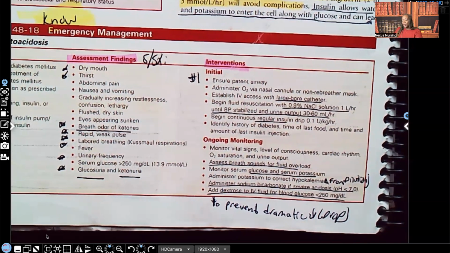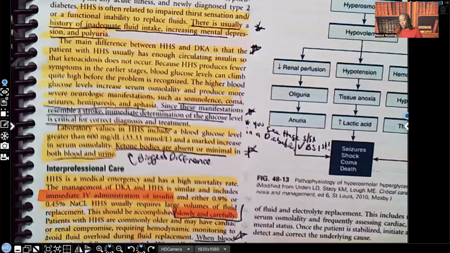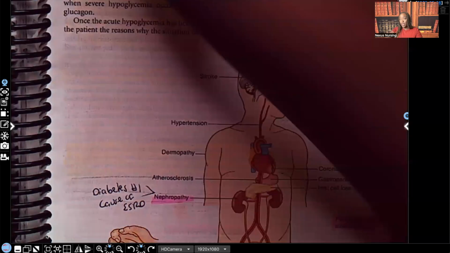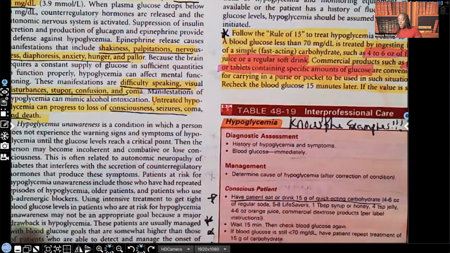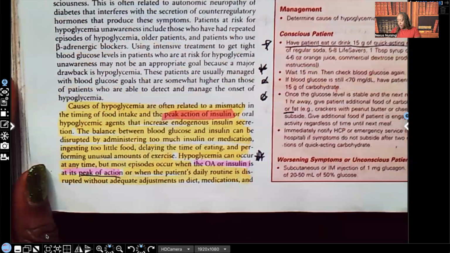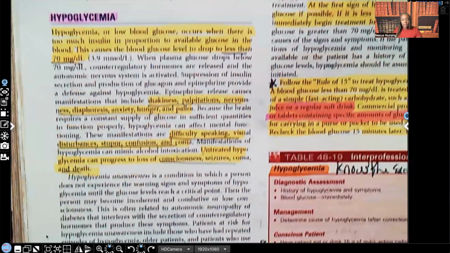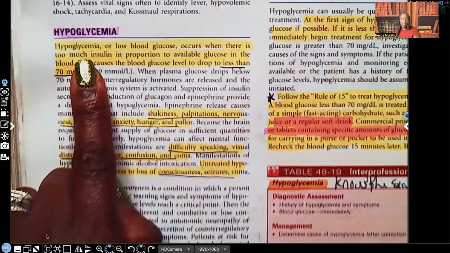And that is your part 5 of diabetes. And believe it or not, I think there's still so much more. That's why you guys have so many questions on diabetes. So for part 6, guys, we're going to start on hypoglycemia.